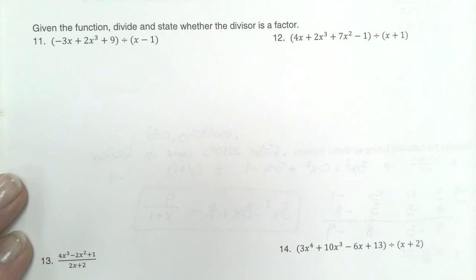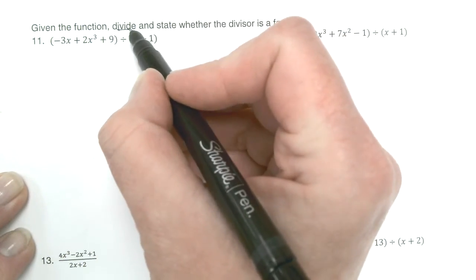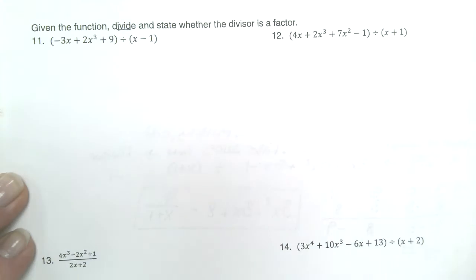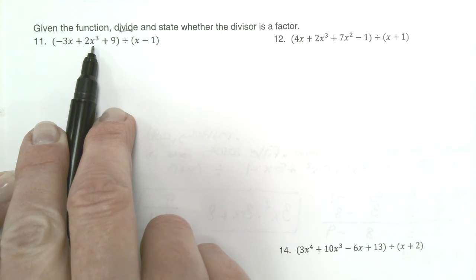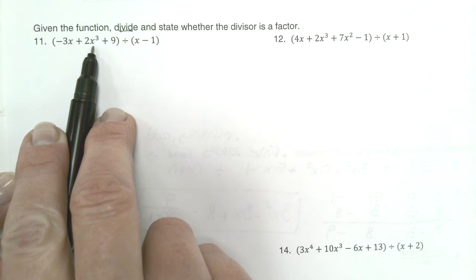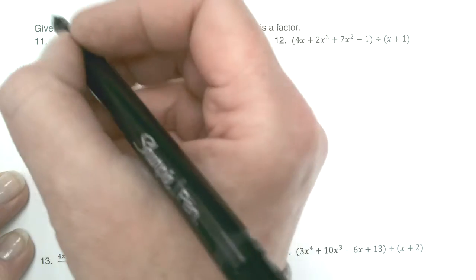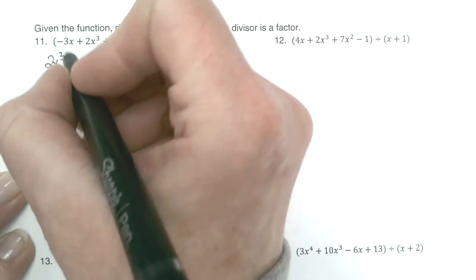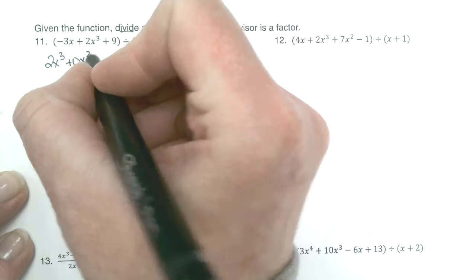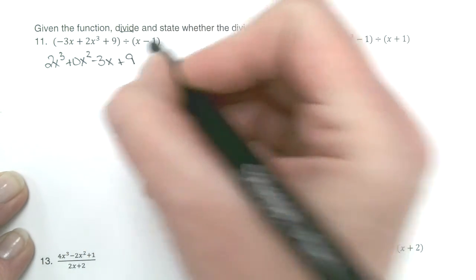Number 11. Given the function, divide and state whether the divisor is a factor. So if we want to divide, we're going to have to use synthetic division here. So is it in standard form? No. And as you're putting it in standard form, let's also look for filler zeros. So I'm going to write this in order. 2x to the third. I need a filler zero at x squared, minus 3x plus 9.